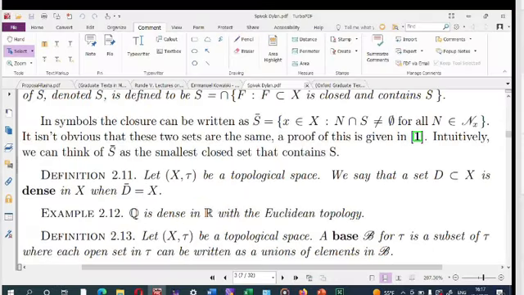A subset D of X is dense in X when the closure of D equals the whole of X. Then we say that D is a dense subset of X. For example, the rational numbers Q is dense in the real numbers in the Euclidean topology.